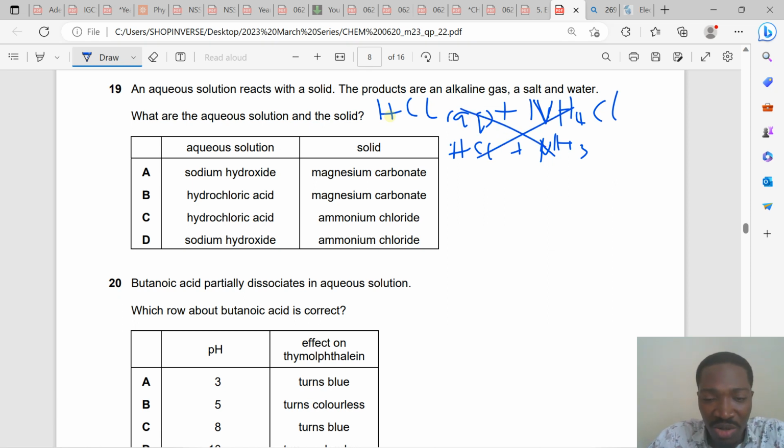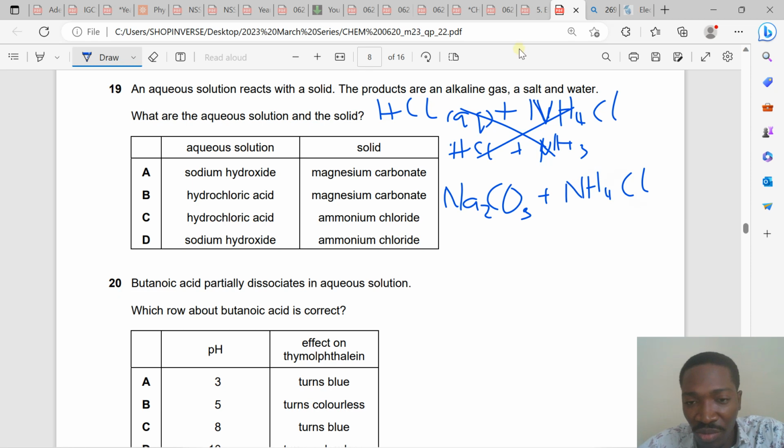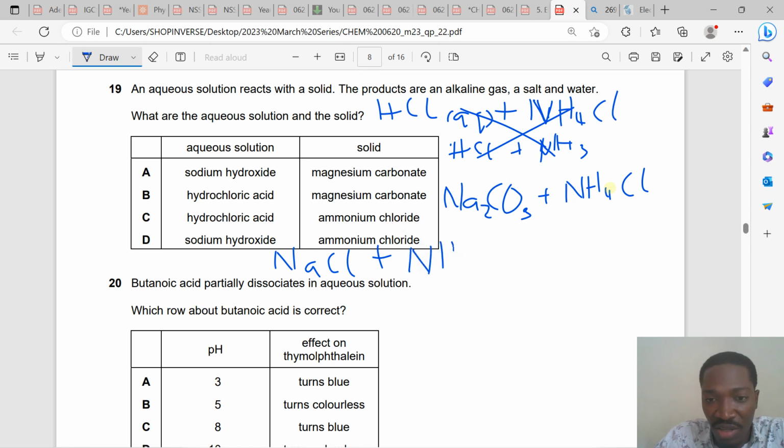Let's try the last one, sodium carbonate, Na2CO3, and ammonium chloride, NH4Cl. So this should be sodium chloride plus carbonic acid, then we have our ammonium. Should it be ammonium carbonate? You can have ammonia gas, NH3. Okay, yeah, we can have ammonia gas.